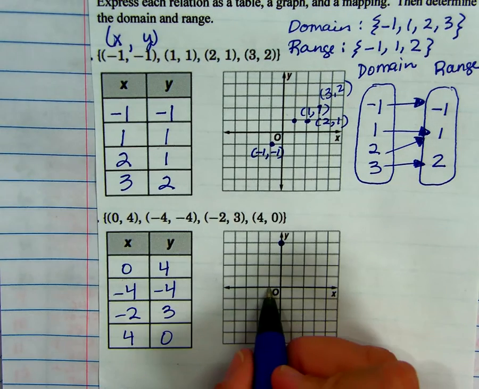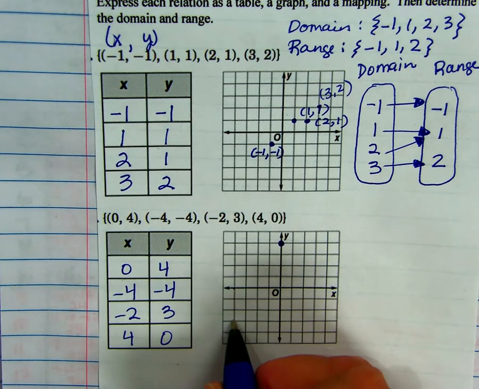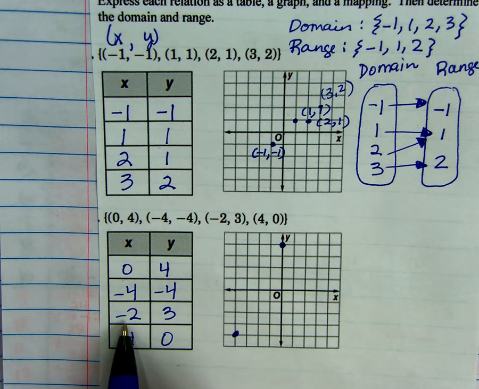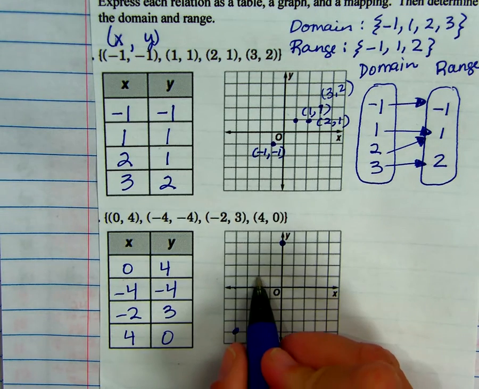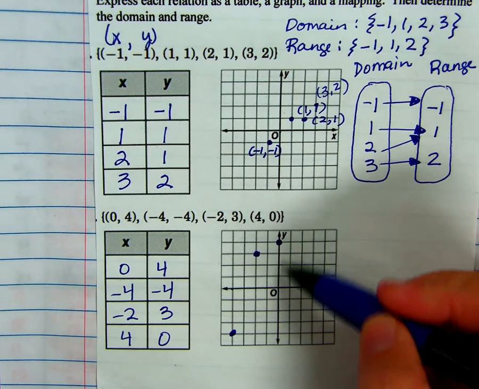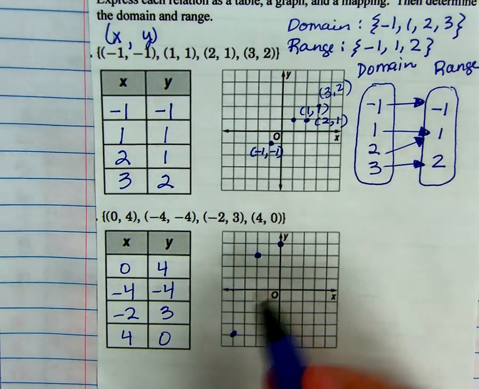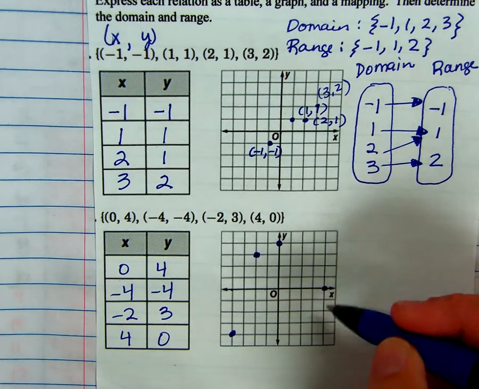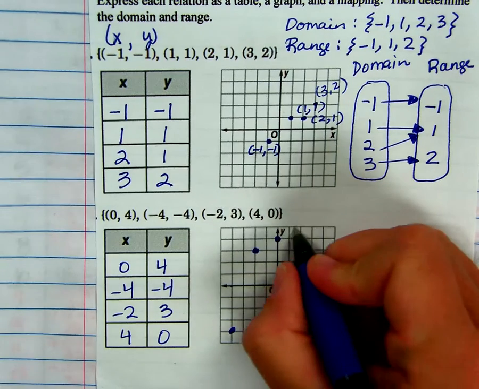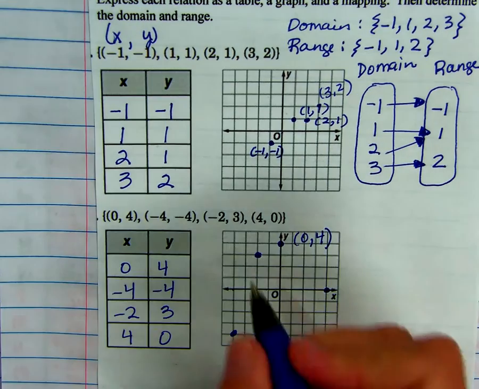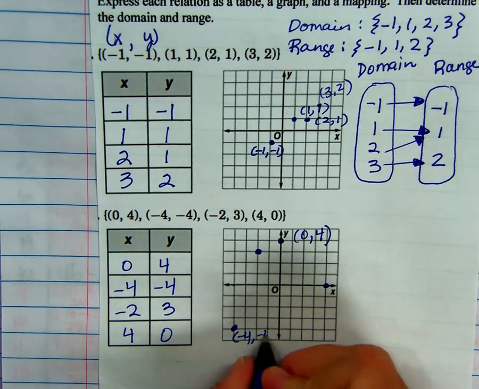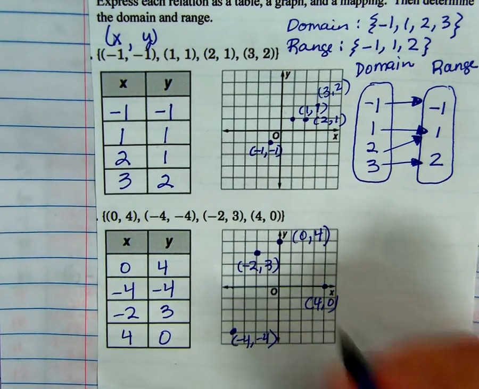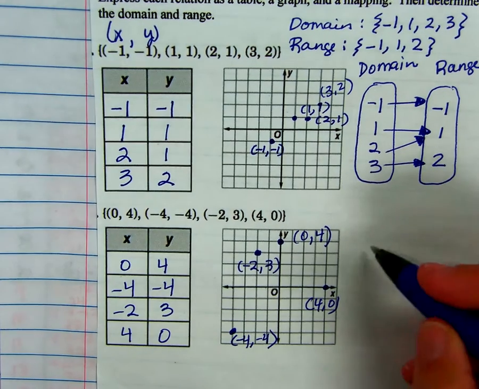Now I go to the left 4. 1, 2, 3. Negative 4. Down 1, 2, 3, 4. Because they were both negative. Now I'm going to go to the left 2, but I'm going to go up 3 because that's a positive 3, and the numbers up here are positive. And then I'm going to go to the right 4, and I'm going to stay right there on the x-axis because I don't move vertically. I stay at 0. So this was 0, 4. Down here was negative 4, negative 4. Negative 2, 3, and 4, 0. This is my graph.